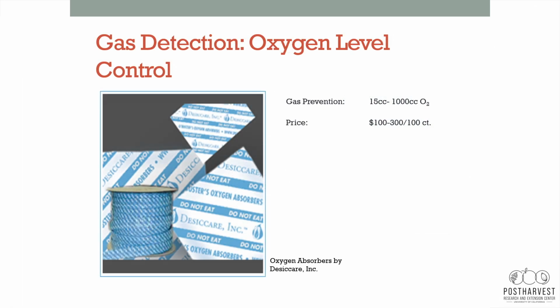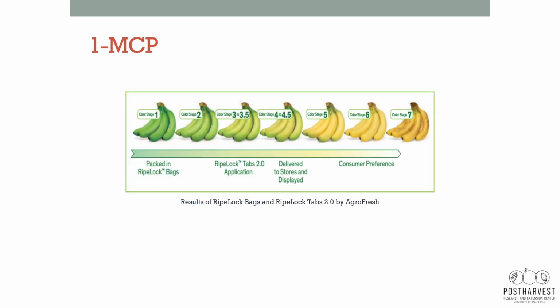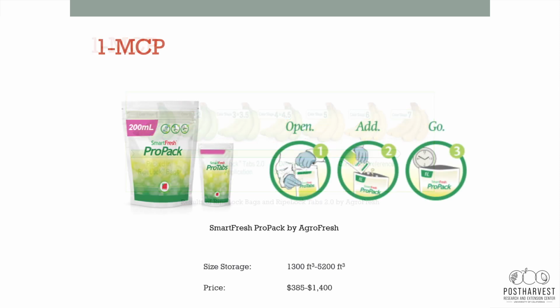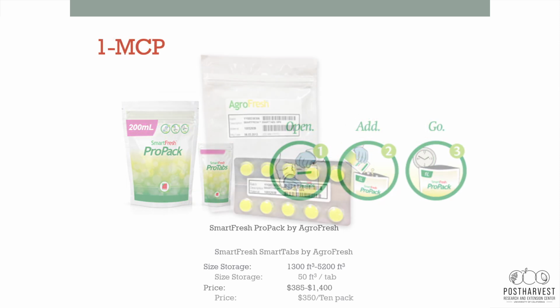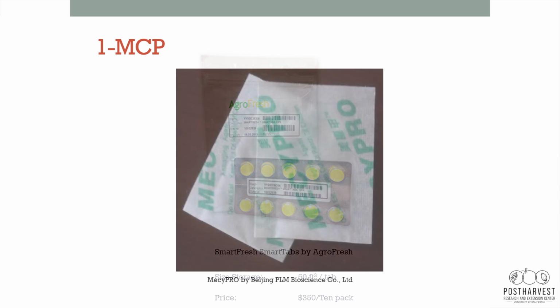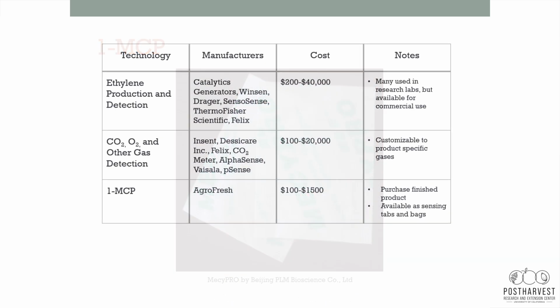Gas detection, oxygen level control, also absorbers of oxygen. They claim that there are also absorbers of CO2, ethylene, and so on, which includes 1-MCP. I'm not going to go in depth on what MCP is because you already discussed and learned all this. But you basically buy the packages where you can treat your fruits accordingly. There are just different prices here for either 1-MCP, gas sensors, ethylene production, and so on.